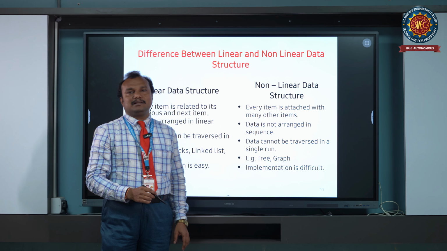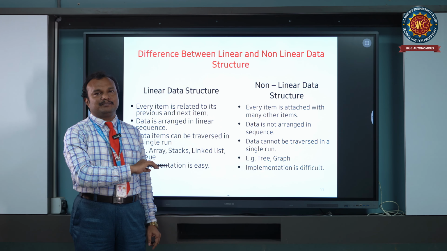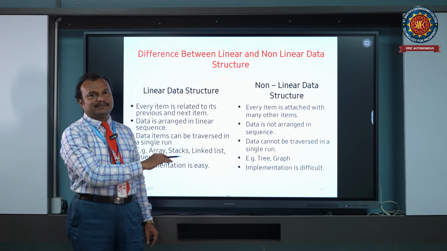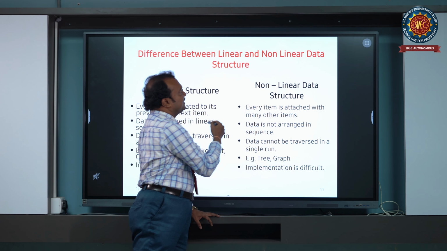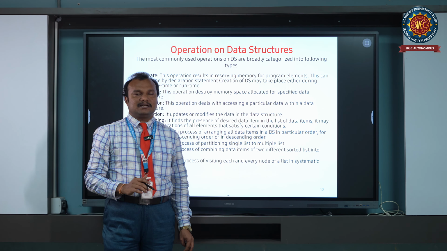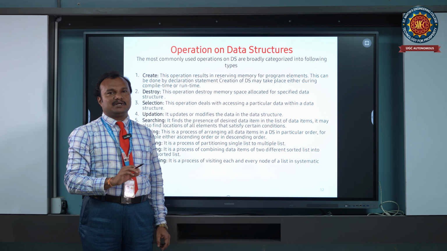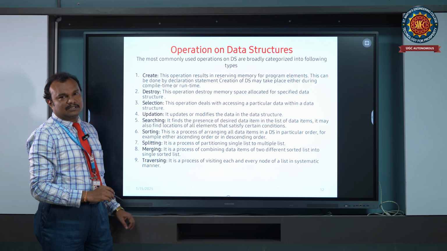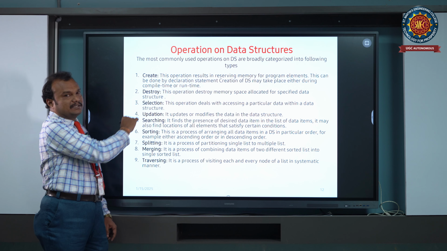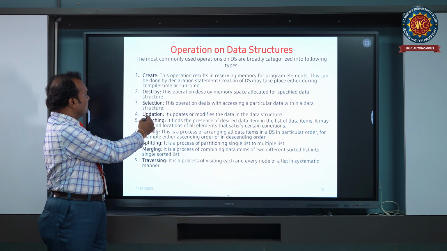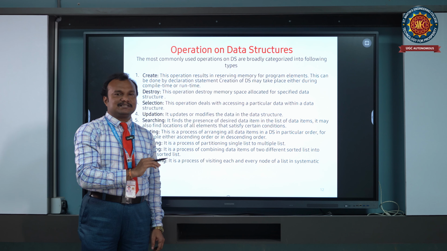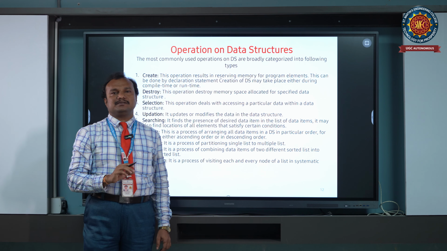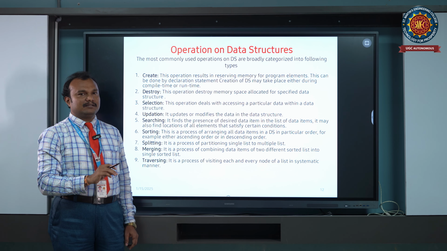Next, coming to the implementation part, in a linear data structure implementation is very easy, but in a non-linear data structure implementation is very difficult. Next, coming to the operations performed on data structures, there are 9 types of common operations. One is creation of a data structure. The next operation is destroy. Next is selection, then searching, updation, traversing, merging, splitting, and then traversing of all the nodes in a tree or a graph.